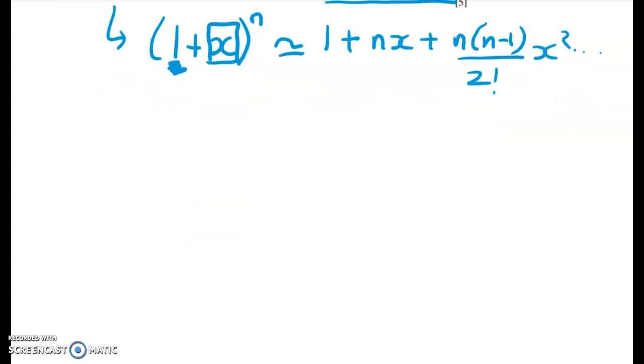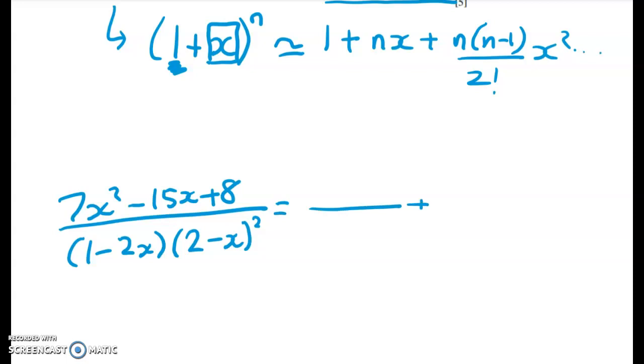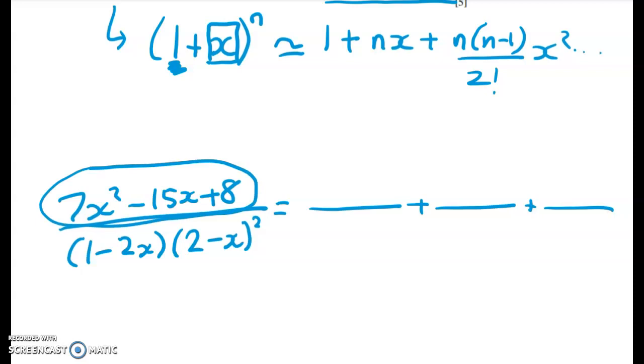First of all, let's look at the partial fractions. We've got 7x squared minus 15x plus 8 over a linear factor, 1 minus 2x, times (2 minus x) squared. So when we split that up, we want to end up with a quadratic in the numerator here. So the way we get that to work is like this. We have 1 minus 2x here, and then we have 2 minus x here, a single go at that factor, and then the squared one here.